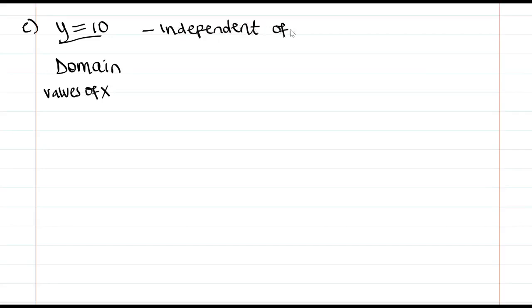Independent of x. That means it does not meet the x-axis. So whatever the value of x is, the value of y is not affected. It still remains 10. And 10 is a real number in the real number system. That means in this case, our domain is simply the set of all real numbers or real values, because we have said that domain is a set of the values of x.